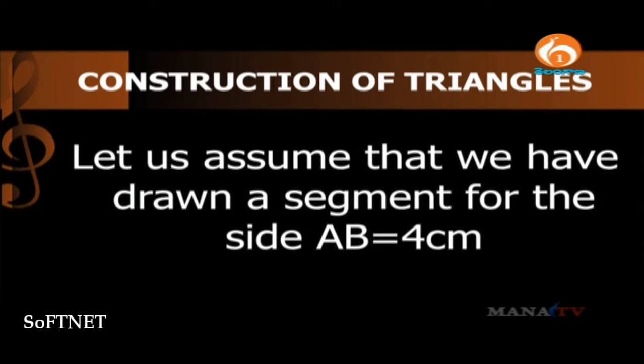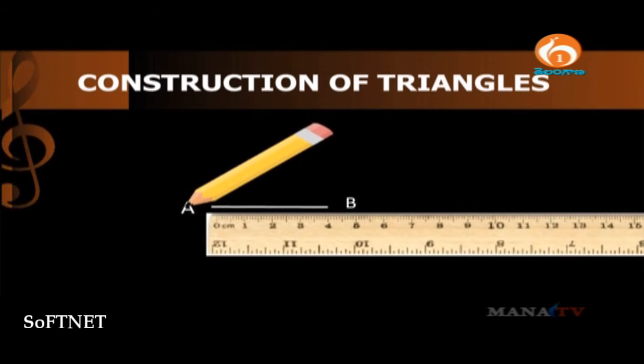As we have discussed in our earlier part, first of all, we have to draw a line segment for the side. In this also, let us assume that we have drawn a line segment for the side AB is equal to 4 centimeters. That is, like this, you have drawn a line segment, that is AB is equal to 4 centimeters.